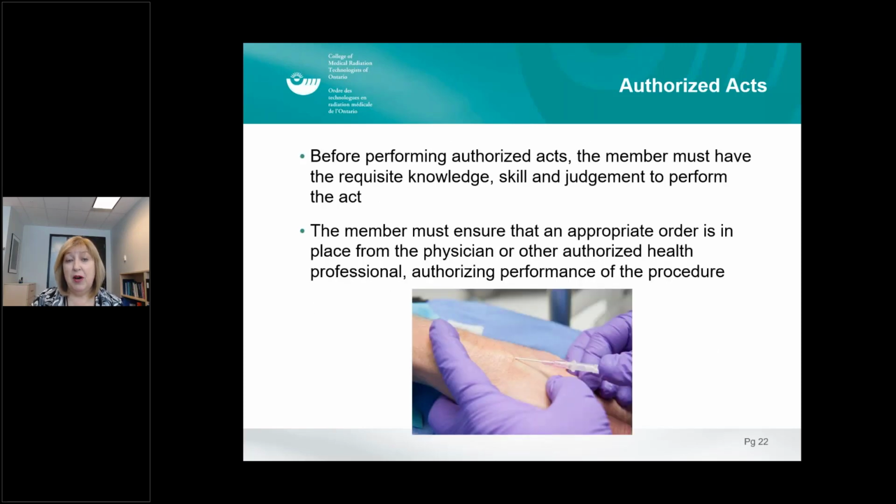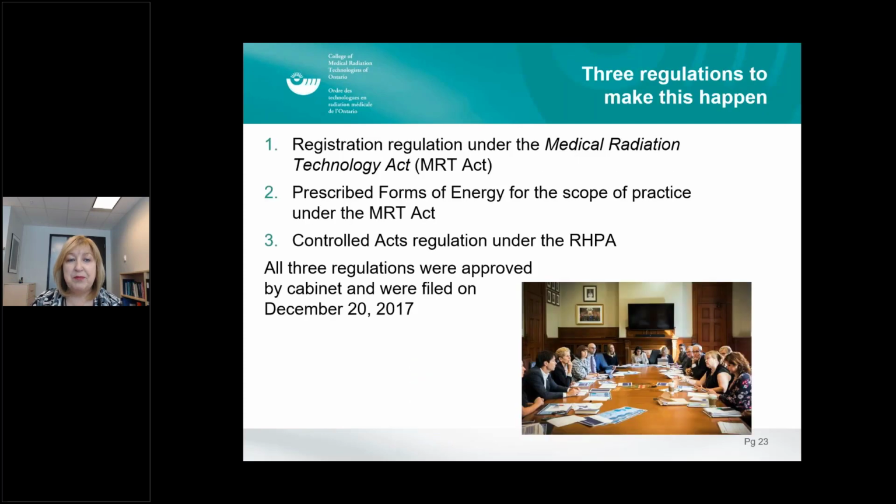Before we can perform our authorized acts, the member must have the necessary knowledge, skill, and judgment to perform the act safely, effectively, and ethically. And we also have to have an order. So all MRTs and sonographers have to have an order from a physician or another authorized health professional for us to be able to do that particular procedure. So 2 important components when we're performing our authorized acts.